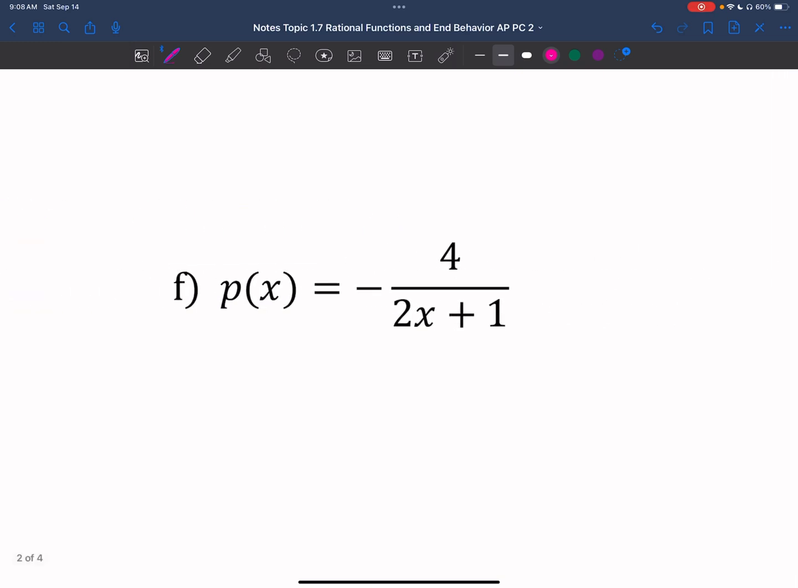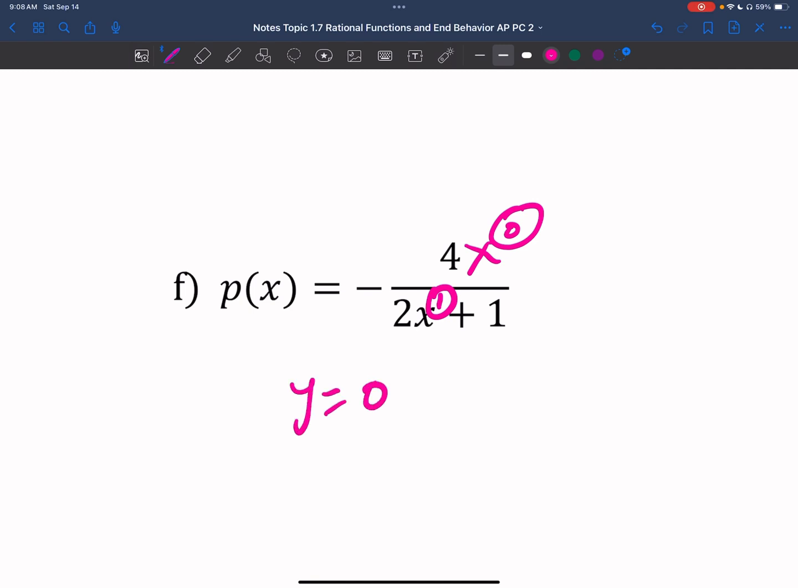Looking at F, negative 4 over 2x plus 1. So again, I'm going to rewrite the numerator as 4 times x to the 0. So that's going to be my degree, and then the degree in the denominator is 1. Again, the degree is bigger on the bottom, so I know that my answer has to be y equals 0.